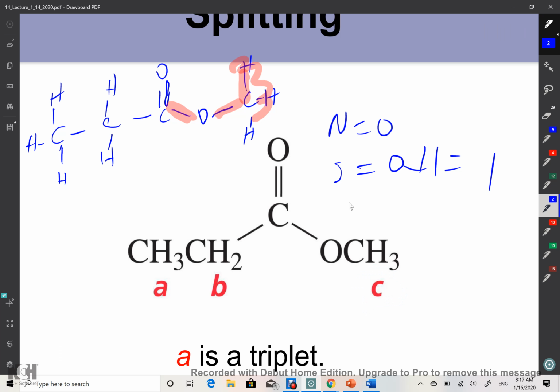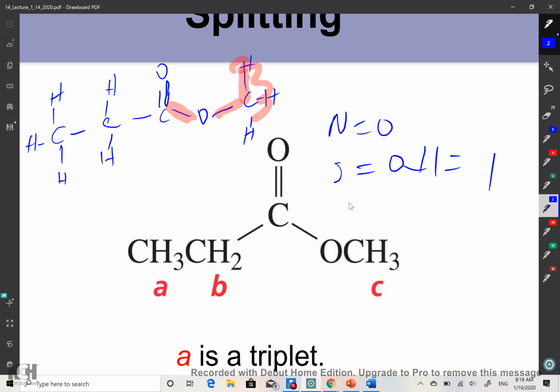Okay, let's start this thing all over. We've talked about integration already, right? Integration gives you information about the number of protons that generate the signal. We've talked about the chemical shift. That gives you information about the chemical environment where the proton is found.